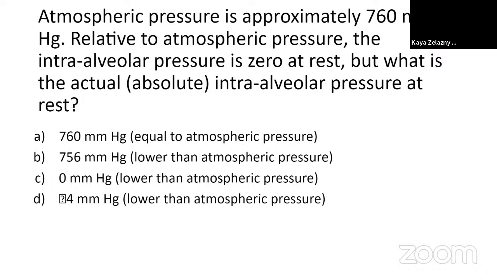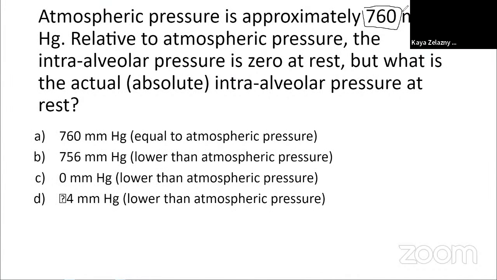So we're given a situation here saying our atmospheric pressure is 760 at sea level. So at rest, we know that the relative pressure of the alveoli is 0. But if we wanted to know the absolute pressure, the absolute intraalveolar pressure, what would that be? Anybody want to take a stab at this?